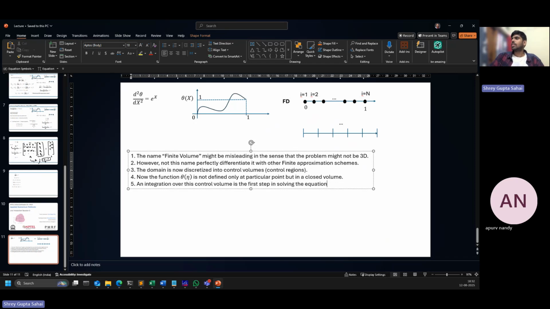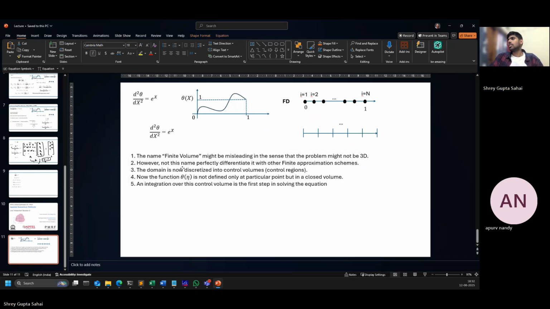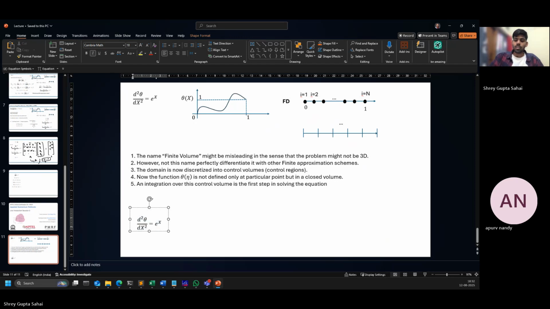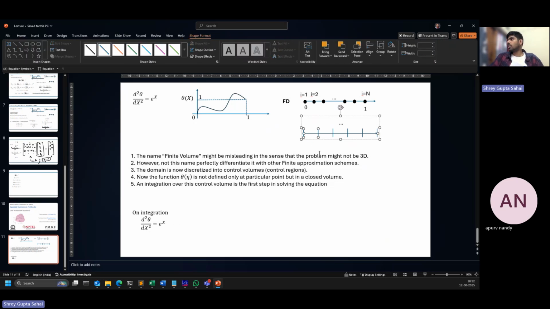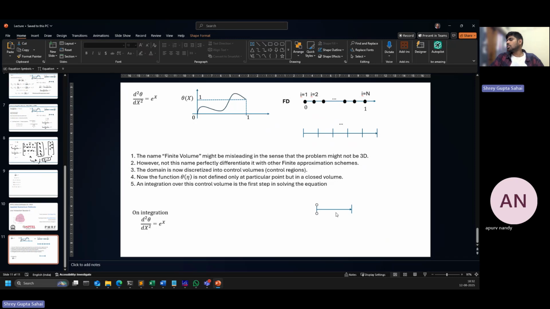So if we integrate this, what essentially we'll get is over a control volume. Let me first show you how a control volume will look. In this control volume situation, you note that you are somewhere here and this is your domain of integration, or region of integration for that matter. So let's say this is the ith control volume.